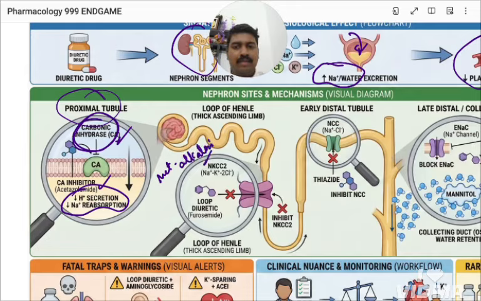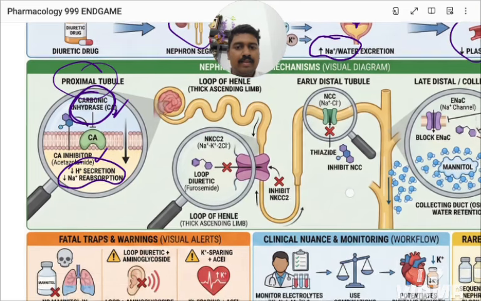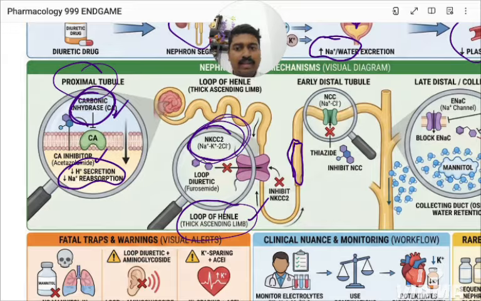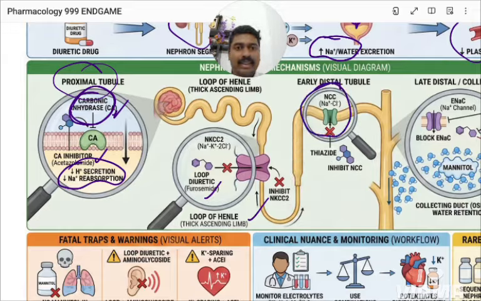Next, the second group of drugs acts on the thick ascending loop of Henle. Here you have the sodium potassium 2 chloride channel blocker, and this is nothing but the loop diuretic. Examples for this are furosemide and torsemide. The third category acts on the early distal tubule, the DCT. This is the DCT, and this is the thick ascending loop of Henle. Drugs which act on the DCT act on sodium chloride channels, and these are thiazide diuretics. Examples are chlorthalidone and hydrochlorothiazide.